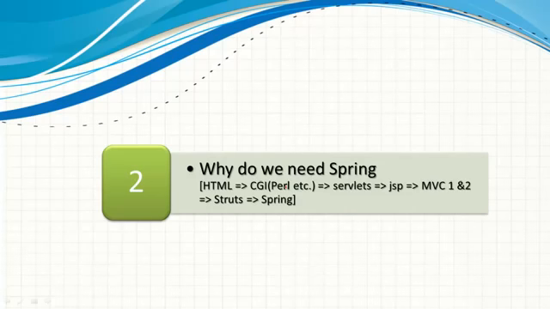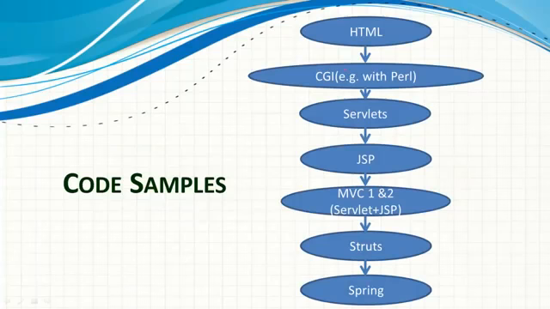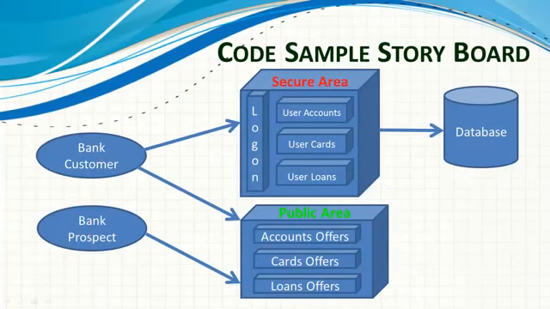Then we saw why we need Spring and the evolution. So we discussed a code sample using this use case, where we have the bank customer and the bank prospect. This is the anonymous customer, and this is an existing customer. So the bank customer can go into the public area as well as the secure area, and the bank prospect can only go to the public area. He does not have access to the secure area.